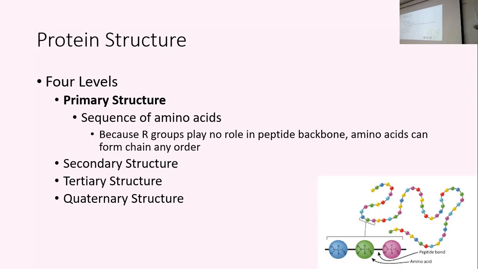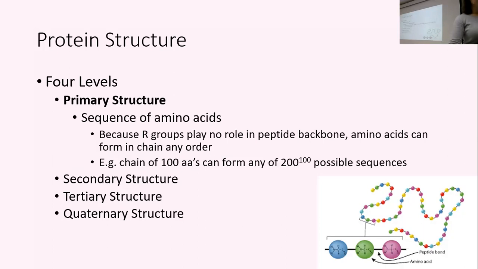And so because R groups aren't involved in primary structure, you can put amino acids together in any order, right? Because everything else about the amino acids is kind of equal. So you can kind of pop these guys together in any order you like. And that is your primary structure, the amino acid sequence, right?